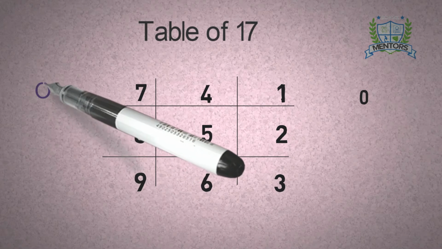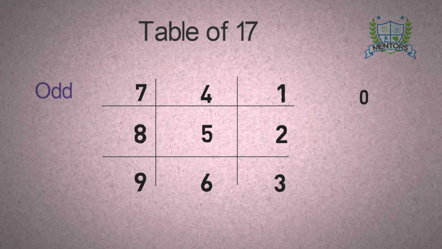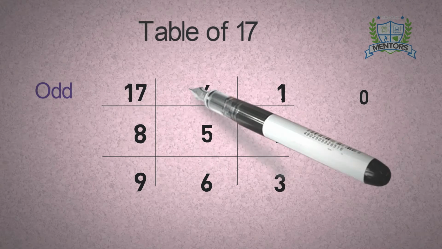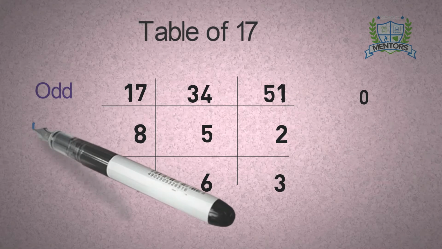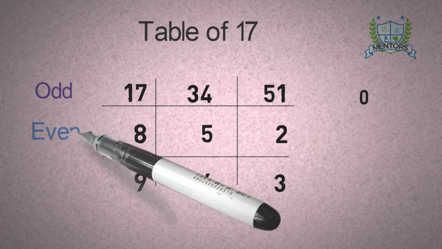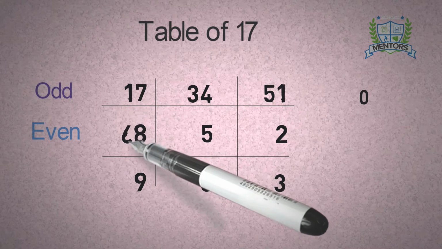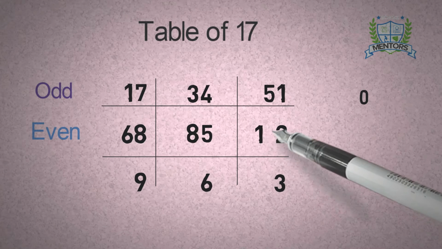And after doing that, in the first row, we will write the odd numbers starting from 1. That is 1, then 3, and then 5. Next row will be the even numbers starting from 5. So there will be 6 over there in front of 8, then 8, and then 10.